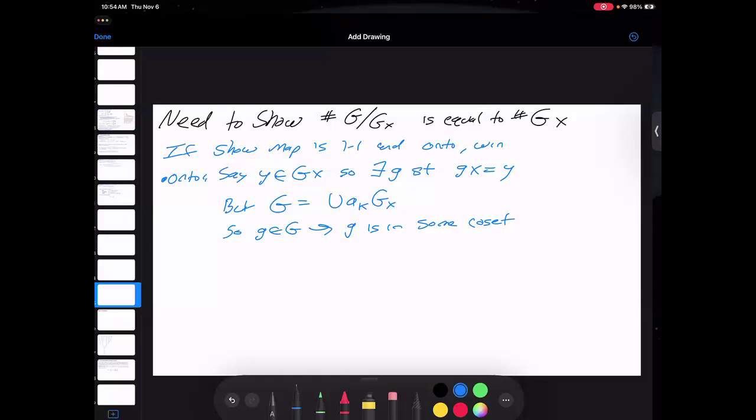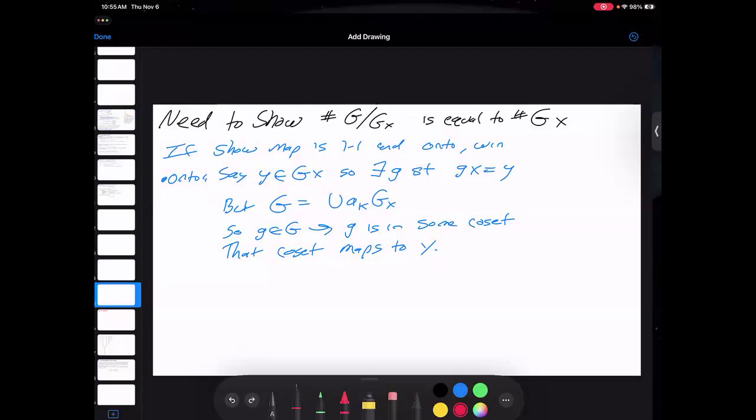And then that coset will get mapped to that element Y. So that coset maps to Y. We're just using the fact that if you look at the union of all the cosets, you get all of G. So if I have some Y that's in the orbit, how am I in the orbit? Well, there had to be some G that acts on my X and gives me Y. That's what it means for Y to be in the orbit of X. I can somehow get to Y by acting on it with some element G. And then that means it's got to be in some coset. Okay. So now we have the onto.